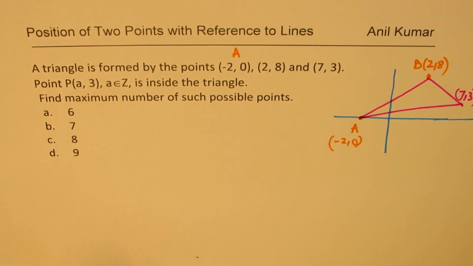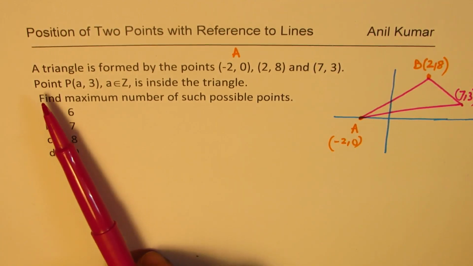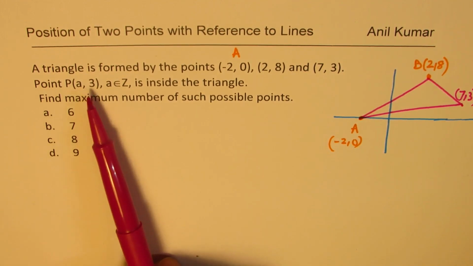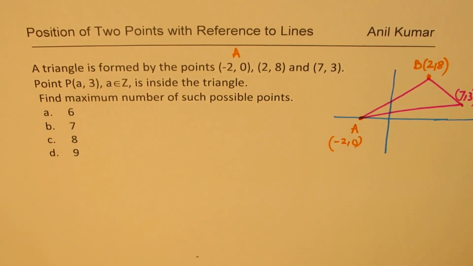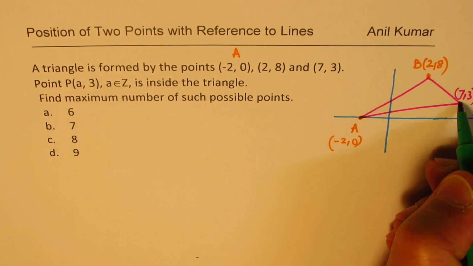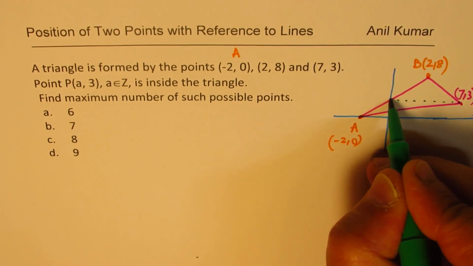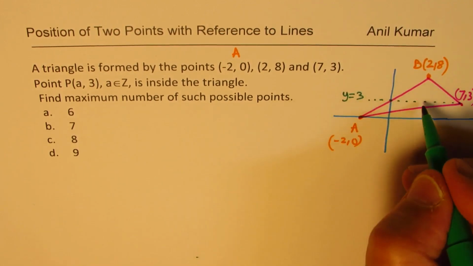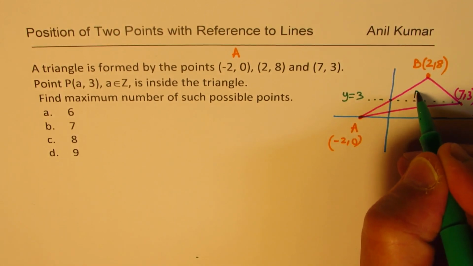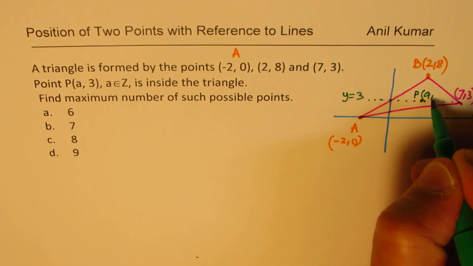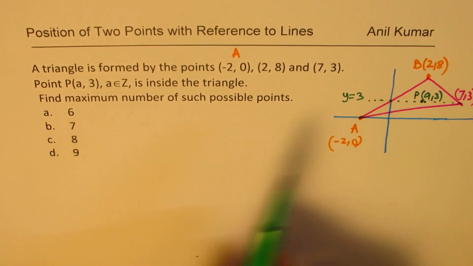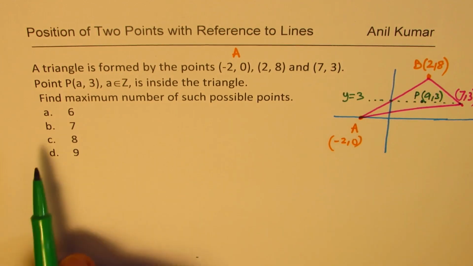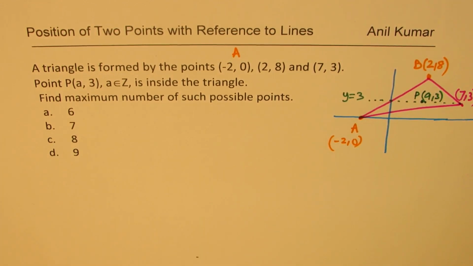Now the idea here is that we need to figure out points of the form a comma 3. Now 3 is the y value. Means it could be along this line, right? So y equals to 3. We are looking for points which are of the form a comma 3. Do you see that? Inside this triangle, how many maximum could be there?